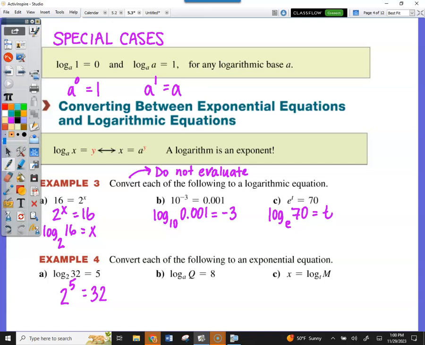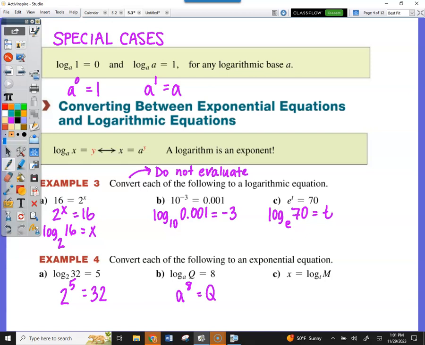See, logs are fun. All right, what about log base A of Q equals 8? We're not evaluating, so no, you can't solve that. We don't know what A is. We don't know what Q is. We're just practicing rewriting.